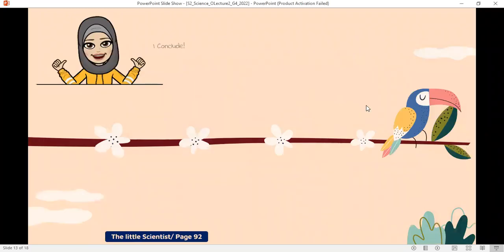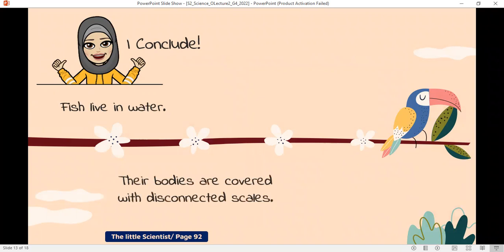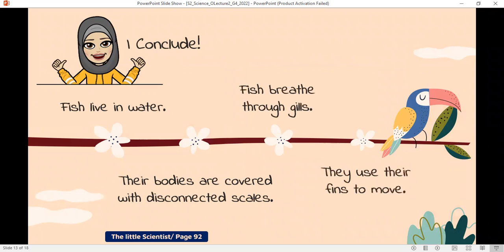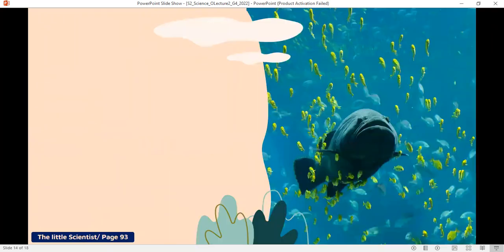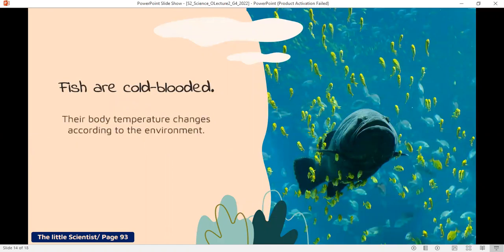What makes an animal a fish? First of all, fish live underwater. They are covered with disconnected scales. They use their gills to breathe and they use their fins to move. Fish are cold-blooded also. I want you to memorize this and to pay attention.